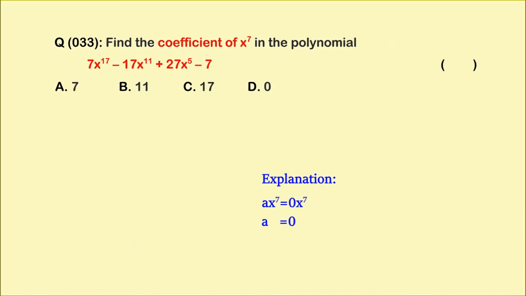Question number 33. Find the coefficient of x to the power of 7 in the polynomial 7x to the power of 17 minus 17x to the power of 11 plus 27x to the power of 5 minus 7. So you can see in the explanation, there is no term with the power x to the power of 7. So the value of the coefficient of x to the power of 7 is 0. So the right answer is D.